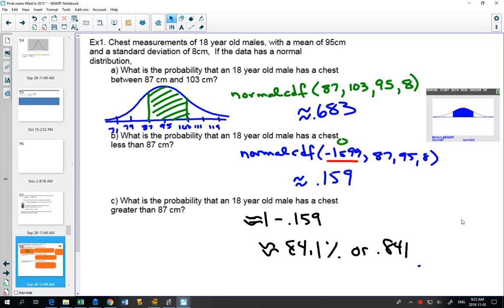Same thing if you have something that says greater than 87. You can use this idea, since we know that there's 16% less, there's going to be 84% above. 84.1 to 3 sig figs. We could also get the greater than with our Normalcdf. Now the lower value would be 87. The upper value could go 1 e to the 99, 95, and 8. Push enter, and you will get the 84.1% as well.